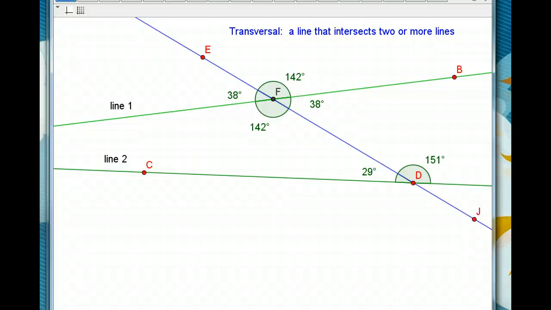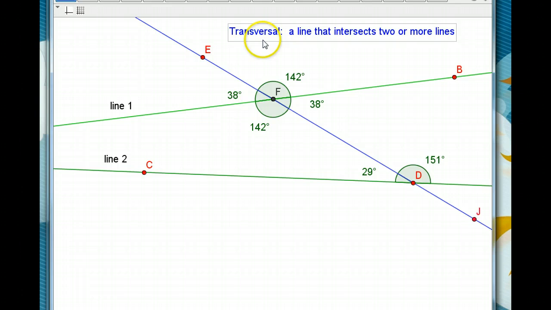Hello class, today we're going to be talking about transversals. A transversal is a line that intersects two or more lines. So here we have these two green lines, line 1 and line 2, and they're both being intersected at different places by the blue line. And in this situation, we're going to let the blue line be the transversal.